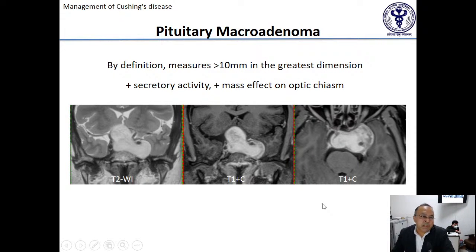Rarely, in around 20% of the cases, pituitary adenoma is a macroadenoma in Cushing disease. Here, the tumor is in the sellar and suprasellar region. These tumors, along with the secretory activity, compress the chiasm and present with visual symptoms. The tumor is now in the sellar and suprasellar region, causing chiasmal compression and extending into the cavernous sinus on the left side and encasing the ICA.